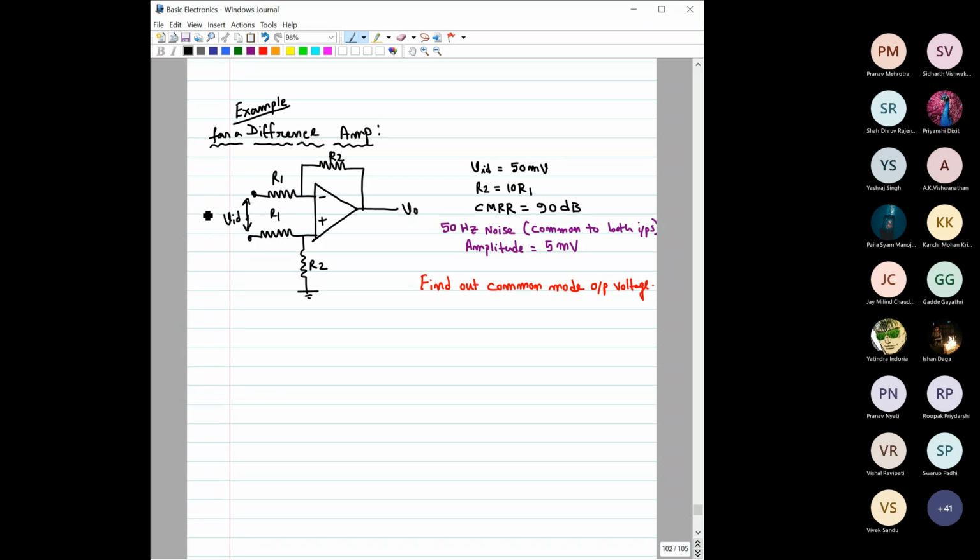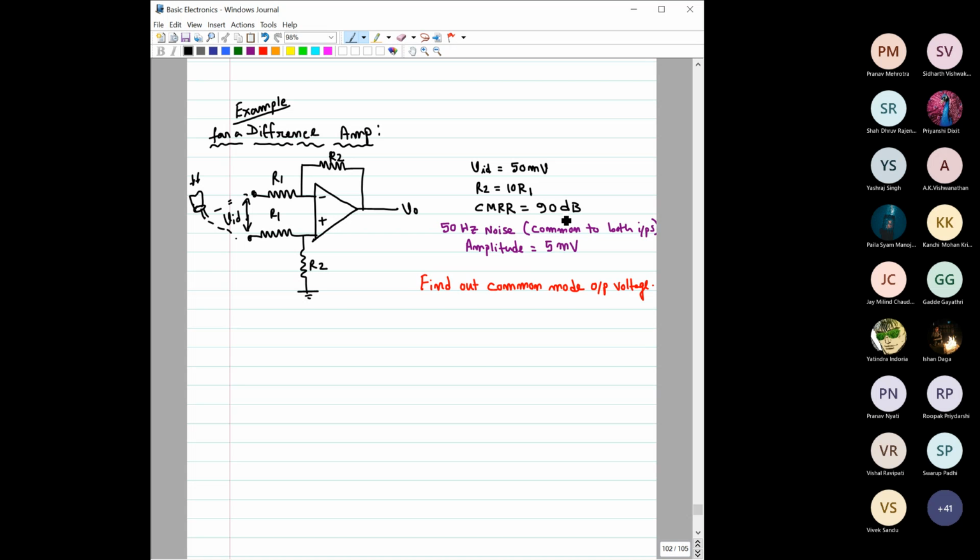Suppose here we have a microphone. Somebody is speaking into this microphone, this is the electrical output, and we are feeding this output to these two terminals. Obviously it is some type of signal, but as of now we are just considering the amplitude. So VID is a 50 millivolt signal, and R2 and R1 have been chosen such that R2 is equal to 10 times R1.